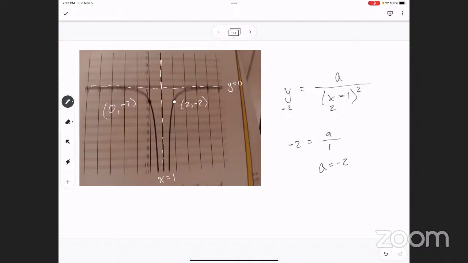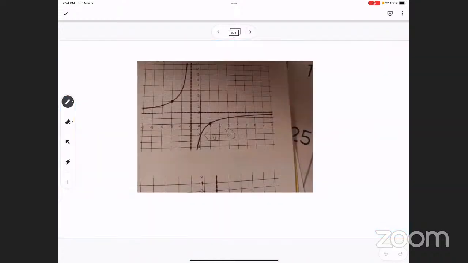And let's make sure that's the same thing you get when you plug in 0. You should also get 0, negative 2, right? So 0 minus 1 is negative 1, squared. And sure enough, I get negative 2 equals a. So I know that a equals negative 2. So y equals negative 2 over x minus 1 squared. And that would be your equation. Probably the hardest part is to find out what your a is, but that would be the quickest and easiest way to do it.